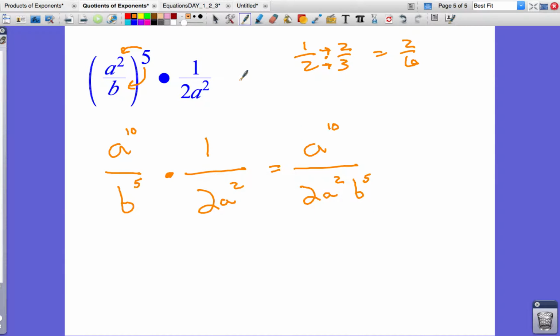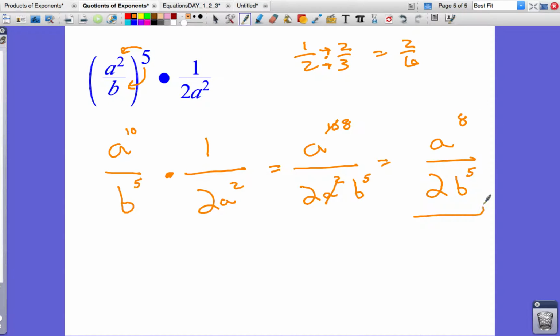Now if we look, I notice I have a to the 10th power on top and I have a squared on the bottom, a to the 2nd power. I can simplify these. I can reduce these using our rules that we learned in the beginning of this video. A to the 10th over a squared is going to end up being a to the 8th, because 10 minus 2 is 8. So now I really have a to the 8th power over 2 times b to the 5th power.